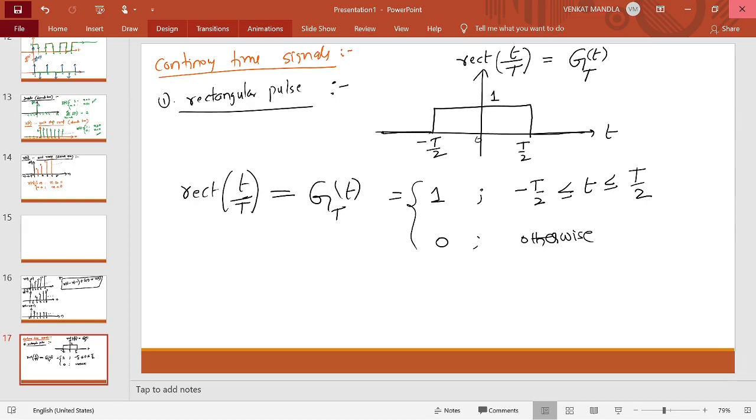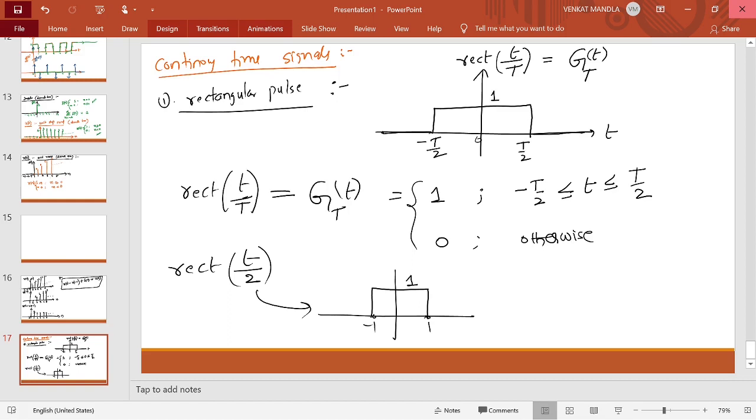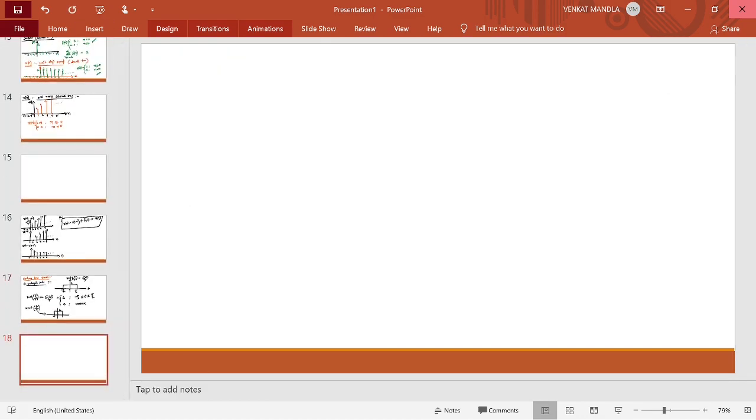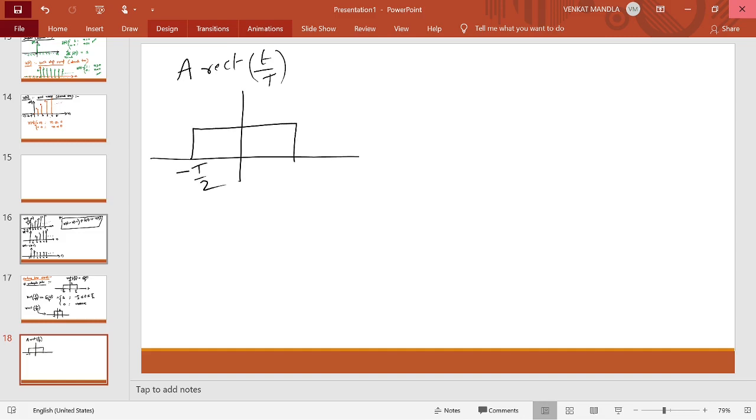From this, how can we identify this rectangular of t? Suppose I write rect of t by 2, how to represent this? The pulse width is 2, so this is minus 1 to plus 1. Not only that, suppose a times rect of t by T, how to represent this? T represents minus T by 2 to plus T by 2, that is, the pulse width is T and the amplitude is A.